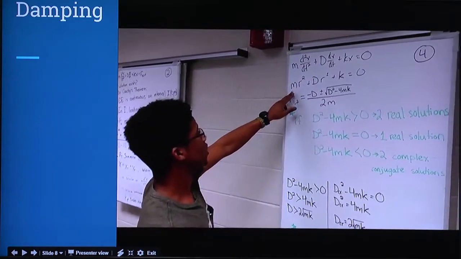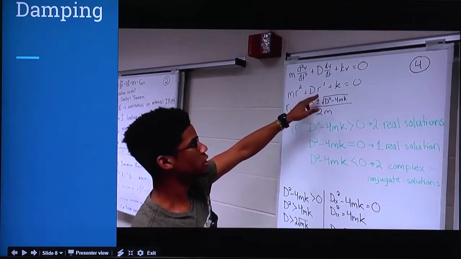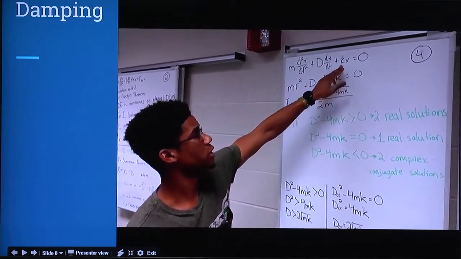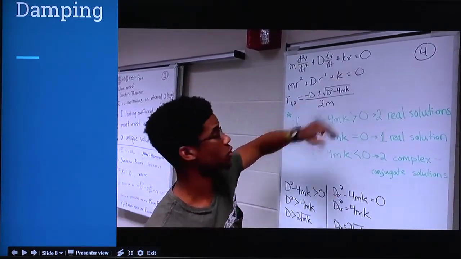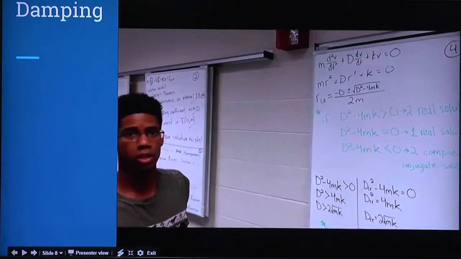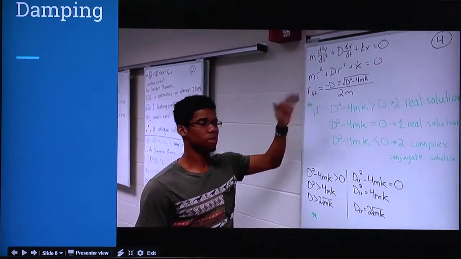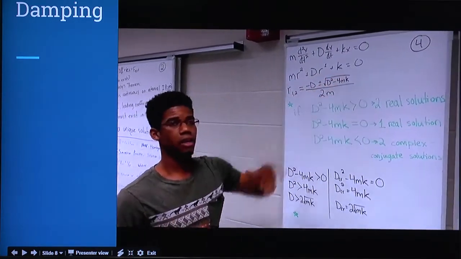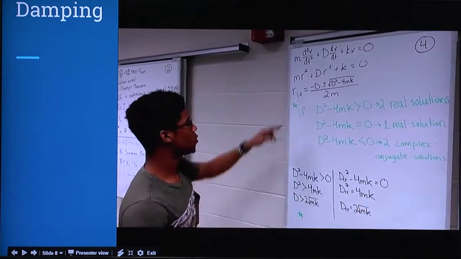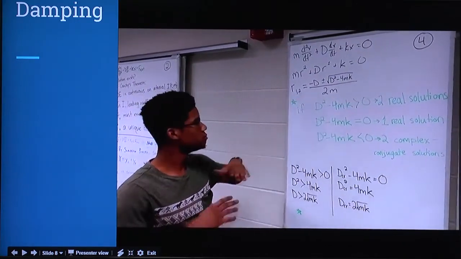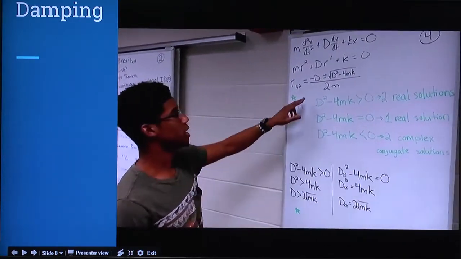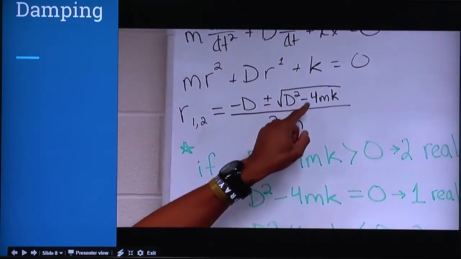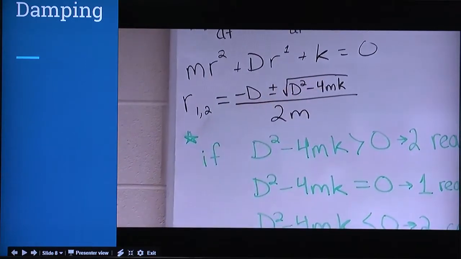All right, so now we have mr squared plus dr to the first power plus k. There is no variable here because there was no derivatives of x in our differential equation. Now we have a simple quadratic equation. I usually like to complete the square, but in this case, with different factors such as m, d, and k of different cars, we're going to use the quadratic formula, which works for all of them. So now, what's important about the quadratic formula is the discriminant. The discriminant is d squared minus 4mk. It's whatever is underneath the square root.